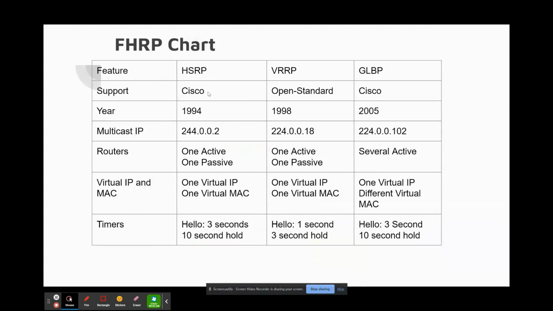Here's a chart showing HSRP, VRRP, GLBP. It shows what it's created by: Cisco, Open Standard, Cisco, the year, the multicast IP, the routers. So there's one active, one passive, one active and one passive, and there are several active physical routers. For the virtual MAC and IP address, HSRP has one virtual MAC and IP address. Same with VRRP, but GLBP uses one virtual IP address and a different virtual MAC address for each router. And this is the response times.